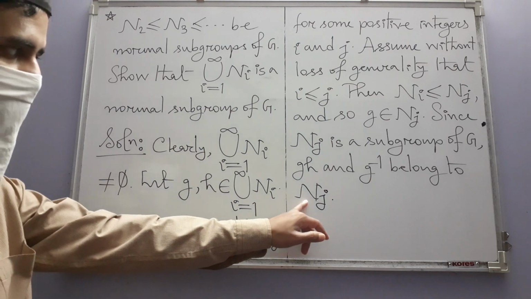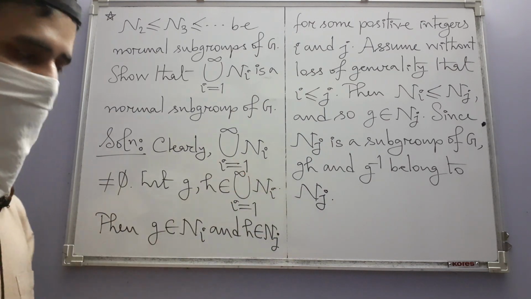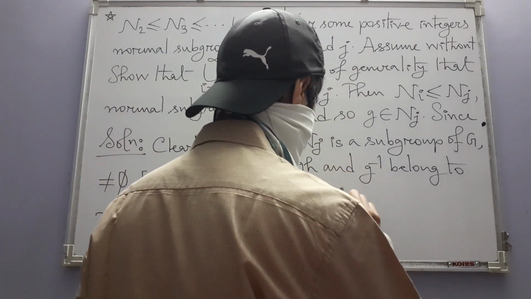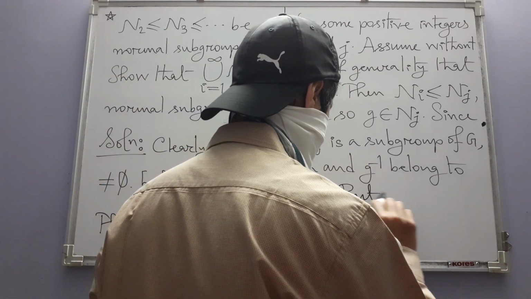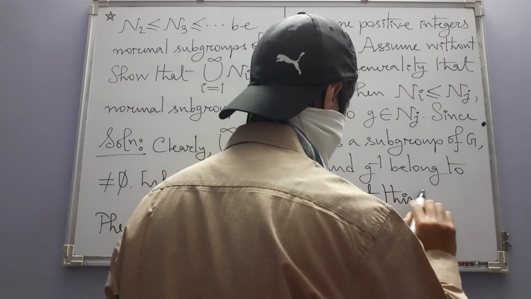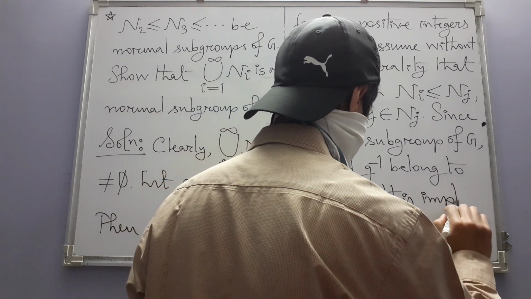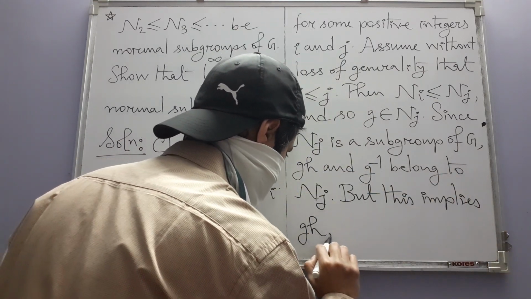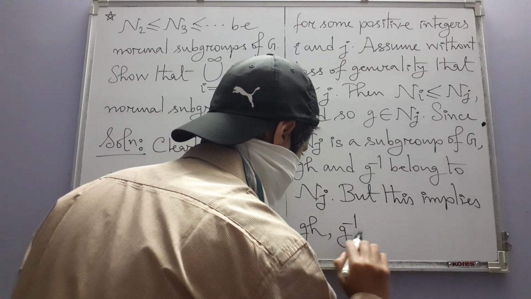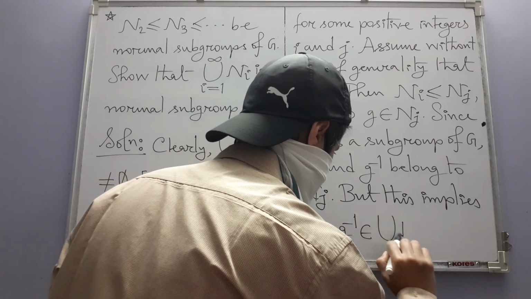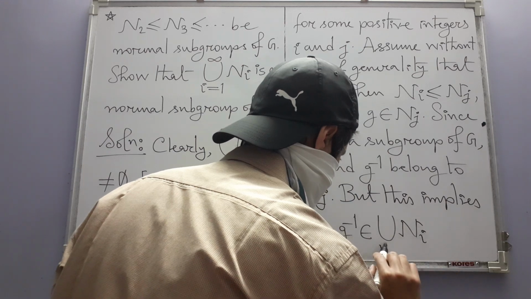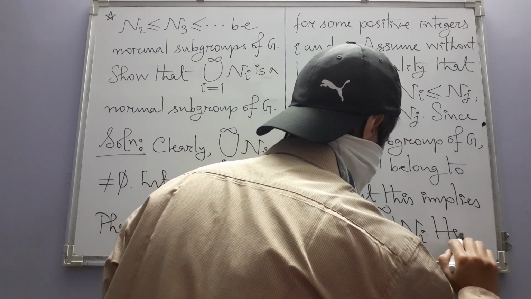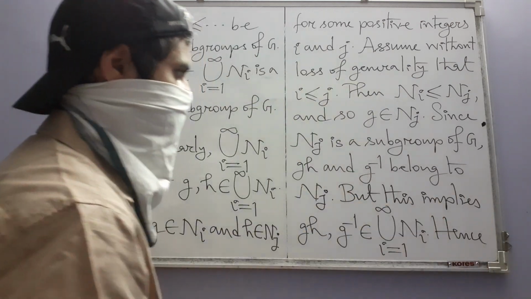But Nj itself is of course a subset of the union, because it's only one of the sets involved in the union. But this implies that GH and G inverse both belong to the union. Hence, the union is a subgroup.